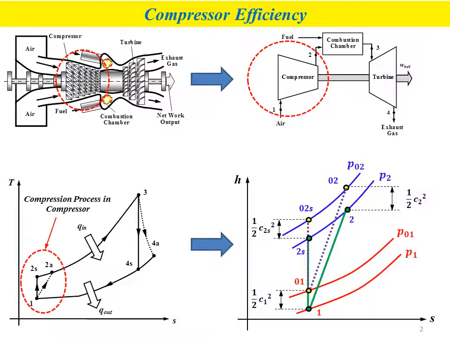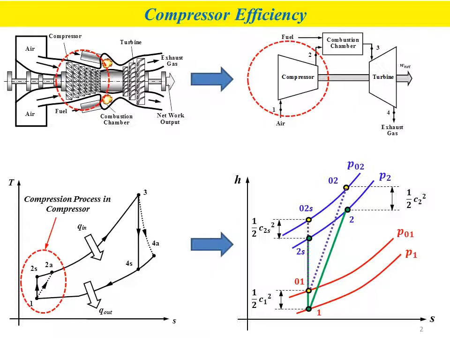Now, because we discuss turbomachinery, all the devices of a turbomachine involve moving fluid flowing through the device, through the rotor, through the blades. So we need to consider the kinetic energy of the fluid and also the velocity of the fluid at the inlet and also at the outlet. That's why we need to know the relationship represented by the HS diagram.